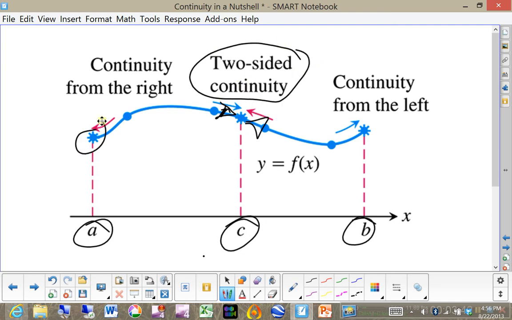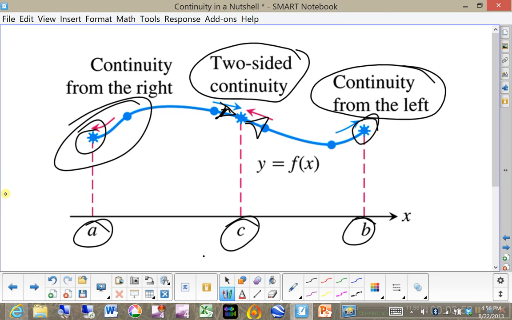Obviously, if you have endpoints, where the function begins at x equals a and where the function ends at x equals b, you can have what we call continuity from the left on the right-hand side, and continuity coming in from the right on the left-hand side. And obviously the function is not defined outside the interval from a to b.